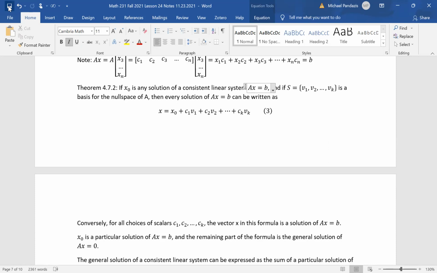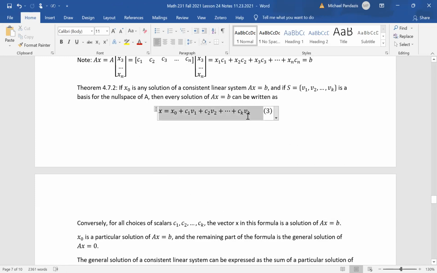So if you have any particular solution of AX equals B, then conversely, for all choices of scalars C1 to CK, the vector X in this formula is a solution of AX equals B. Once you have X naught as any particular solution of AX equals B, then given these vectors V here, you can plug in any numbers you want for C1 to CK, and the resultant expression is a solution of AX equals B.